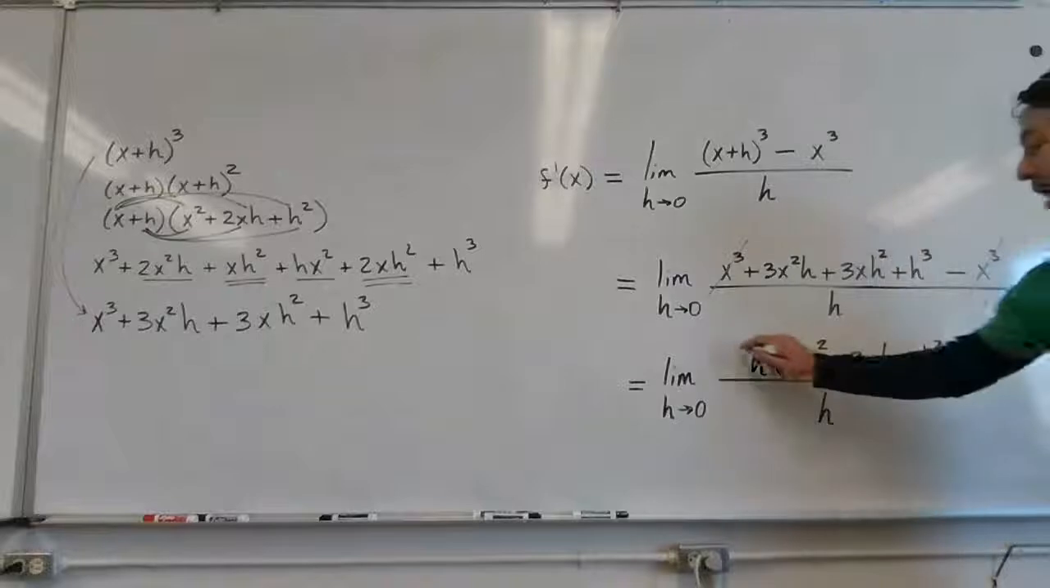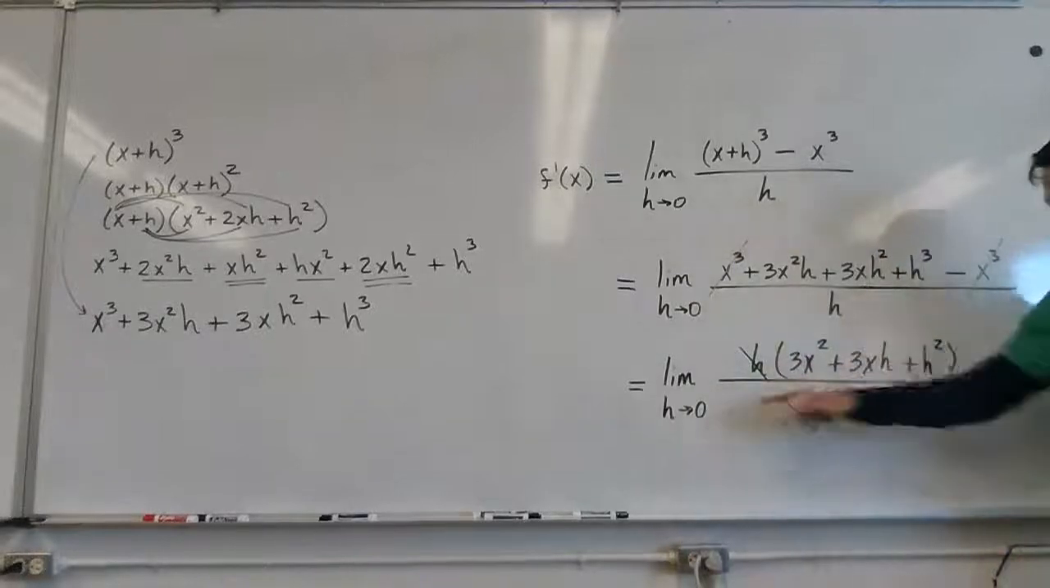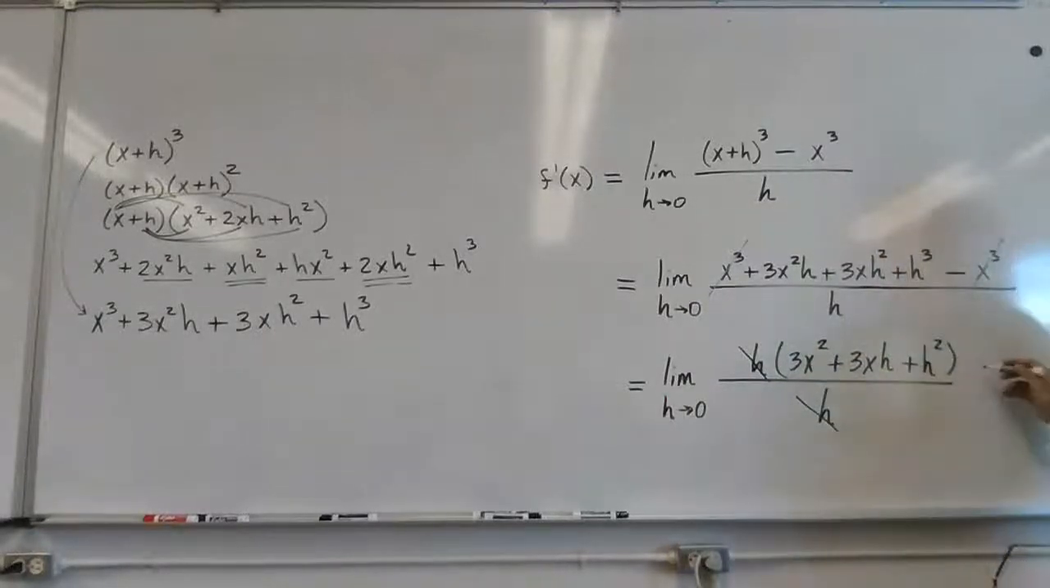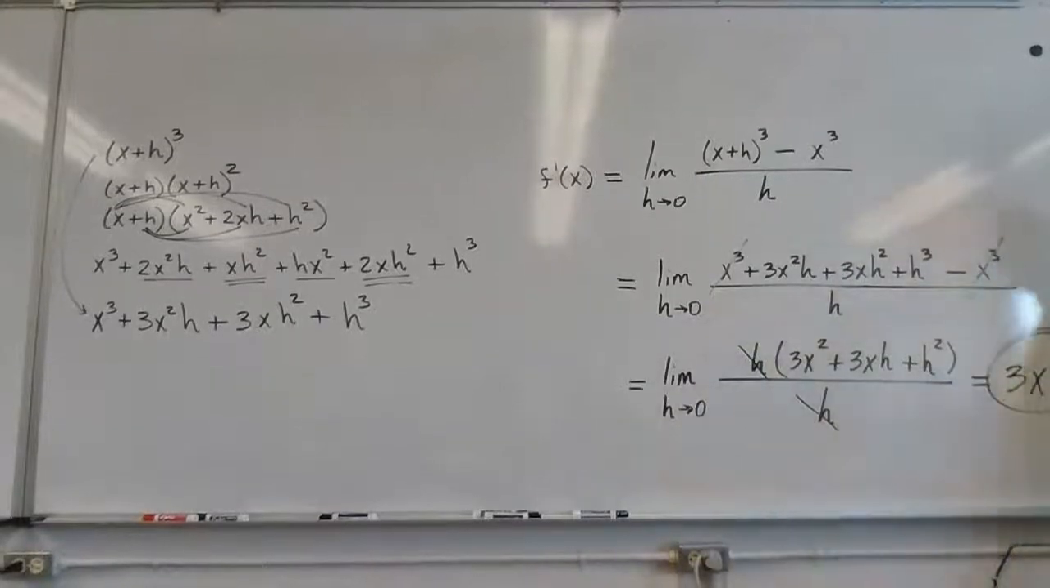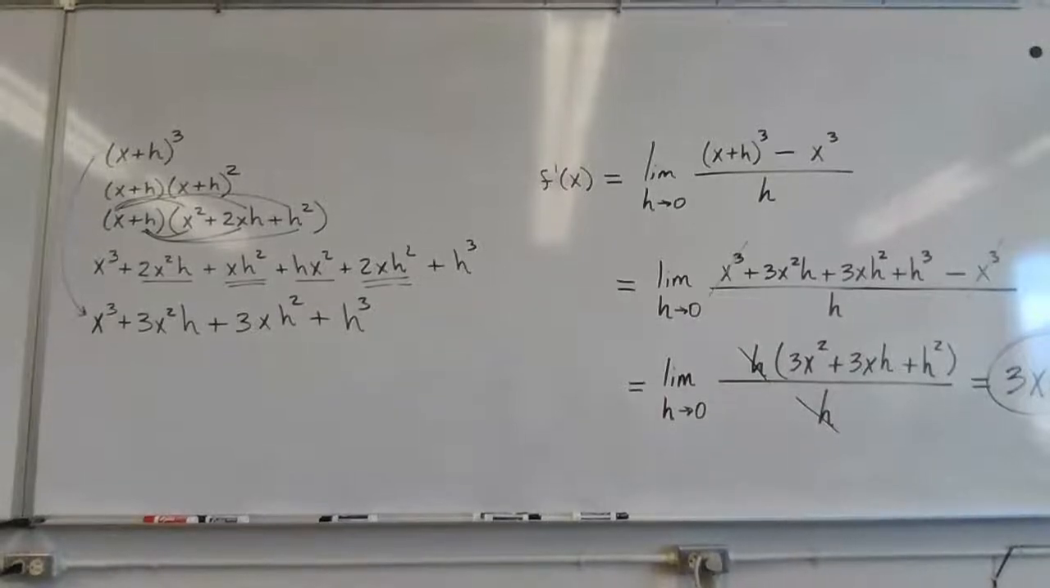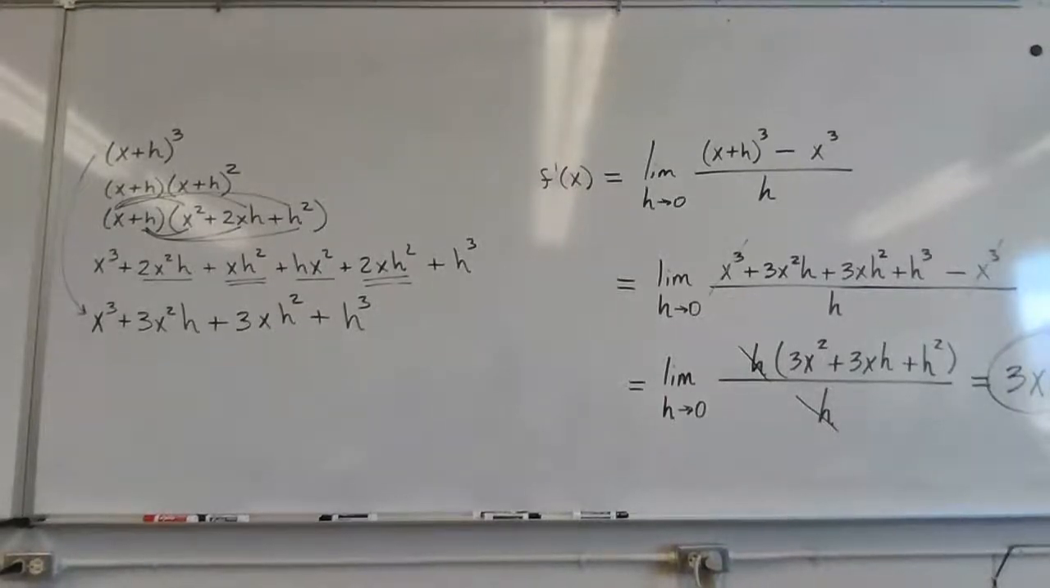But anyway, guys, after those cancel out, if you plug 0 in for the h's, you see what's left over, right? X squared. So the answer to the question, the derivative of x cubed is 3x squared. Beautiful. Have a nice rest of your day.